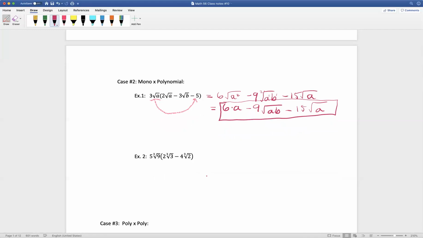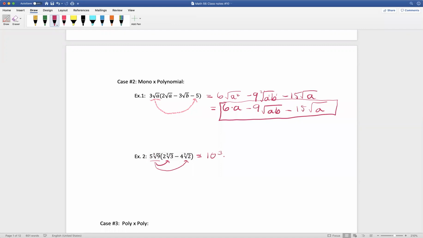Okay, let's take a look at example number 2. Same thing: we have a monomial, and we're going to distribute it into a binomial. Notice again that all of the indices are the same. So we're going to distribute, and let's see what we get. The first term, 5 times 2 on the outside of the radical, we get 10.